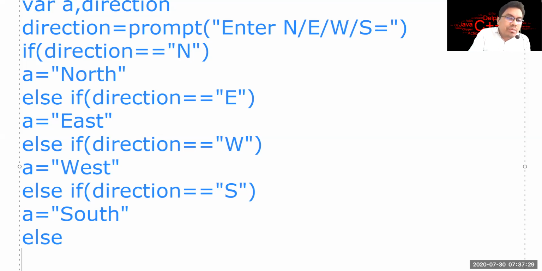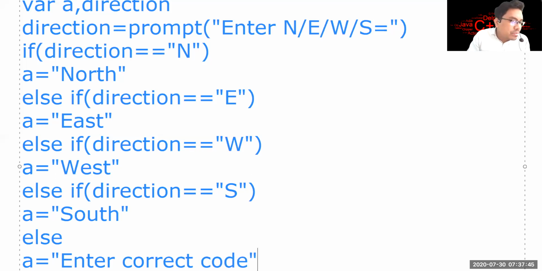Yes, according to the book, it is given A equal to "enter correct code". Enter correct code. Okay. After that, what will we do? Since the conditions will be checked, if you are pressing N, then in variable A, north will be stored. If you press E, then in variable A, east will be stored. So something will be stored. If you are not pressing any one of these, then in variable A, enter correct code will be stored.